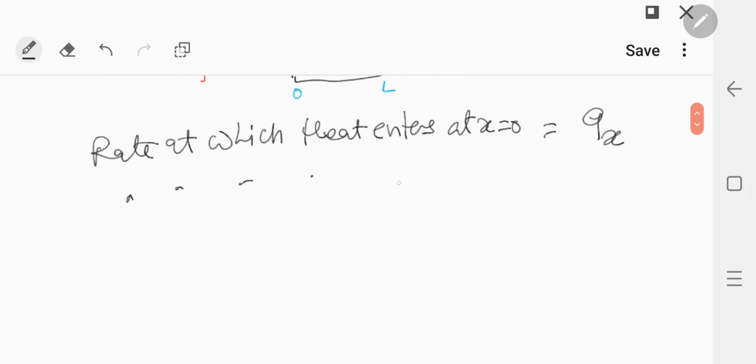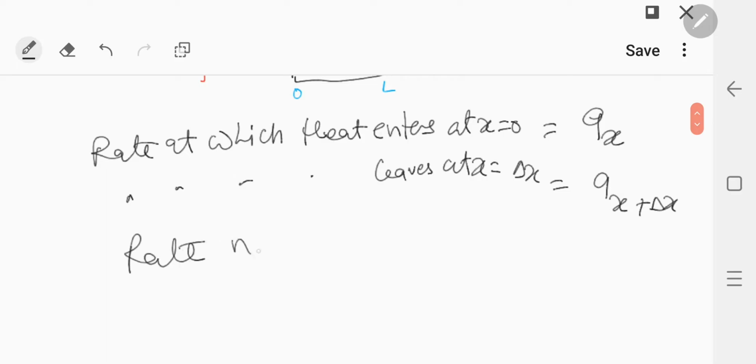Rate at which heat leaves at x equal to delta x will be qx plus delta x. And let's say there is no accumulation or rate of generation. Rate of generation is 0. There is no heat produced or generated within the walls.